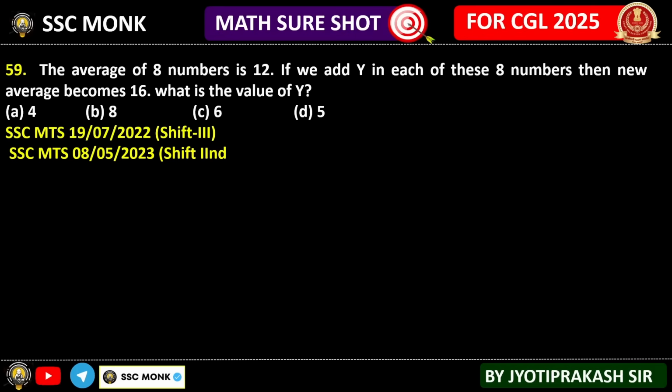Clear? Next, the average of 8 numbers is 12. If we add y to each of these 8 numbers, then the new average becomes 16. See, if y is added to each, then y is also added to the average. So now if the new average is 16, the value of y is equal to 4.